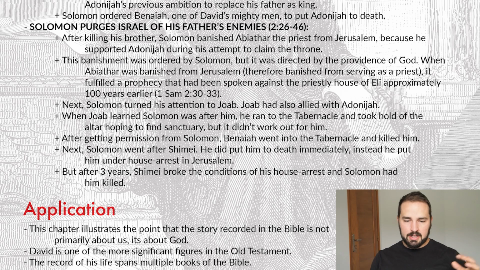So next, Solomon turned his attention to Joab. Joab had also allied with Adonijah. So David had beef with him. Solomon kind of has some beef with him.